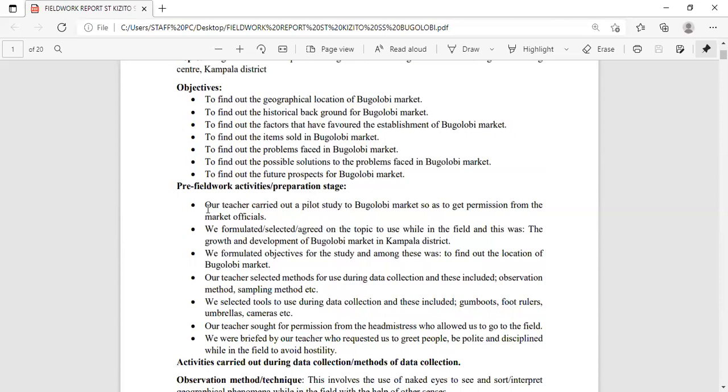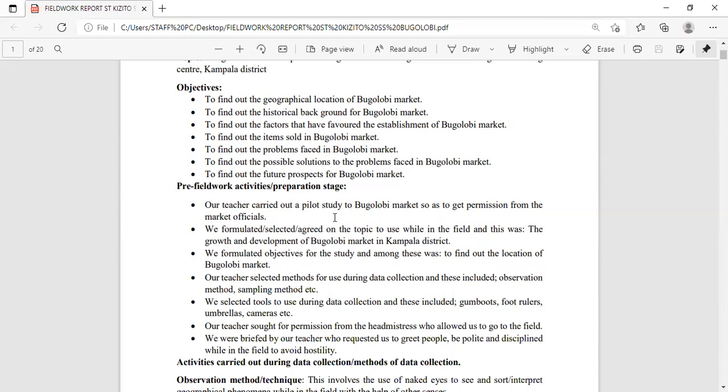Yes. Now, when you reach here, you say, our teacher carried out a pilot study. We encourage you not to include the name of your teacher, because of the halo effect: sometimes when the examiners are marking, they look at the name of the teacher and give more marks to that school. So don't mention the name of the teacher or the name of the school.